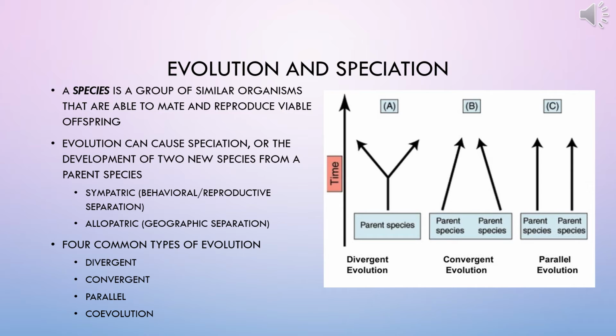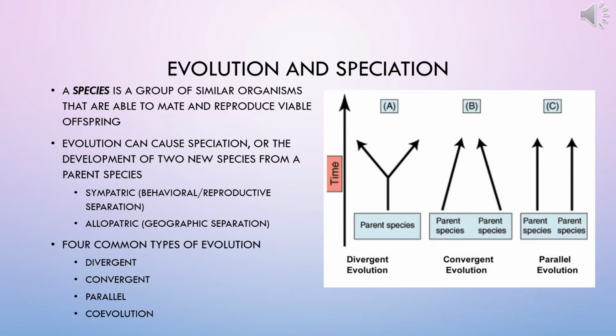Allopatric speciation is geographic separation, where 2 populations of the same species are separated geographically for a long enough time that when they come back together, they cannot reproduce. In order for speciation to have occurred, the 2 new species have to be genetically different enough that they cannot reproduce and produce viable offspring.